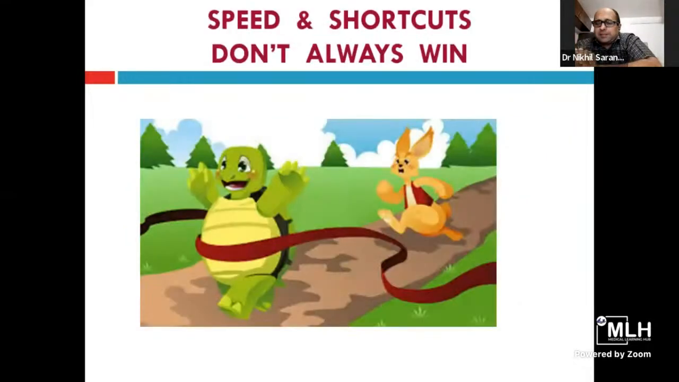Speed and shortcuts, like your GeneXpert, are very good for programmatic purposes. They are very good in giving you a rapid diagnosis and they serve us very well. Today, it is a standard of care. But in select cases like this one, they may not always be the best thing to do. You should not stop there. You should also go for a DST whenever you're suspecting some comorbidity. This is what I want to tell you. Next.